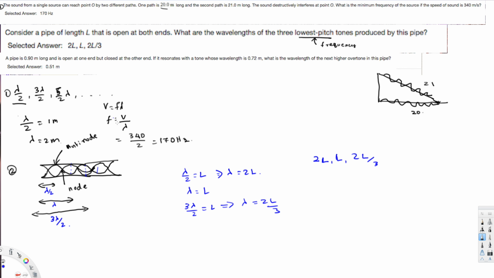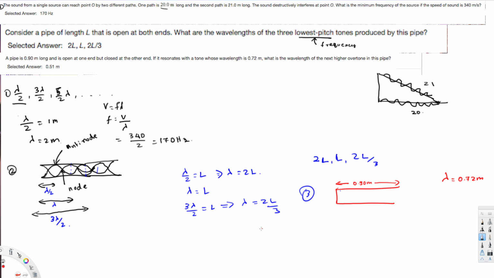And let's do the last question. The pipe is 0.9 meter long and is open at one end and closed at the other end. They say that it resonates with a tone whose wavelength is 0.72 meter. So they have given the wavelength, 0.72 meter, and the length of the pipe, 0.90 meter. What is the wavelength of the next higher overtone in this pipe? They are asking for the next higher overtone.